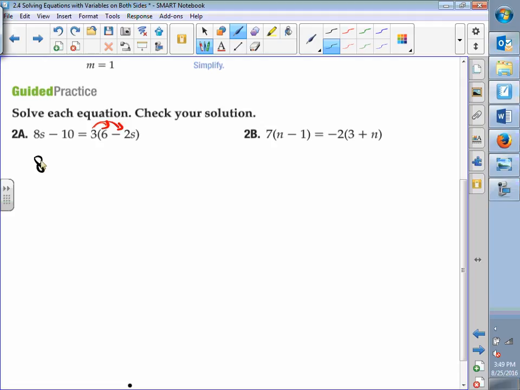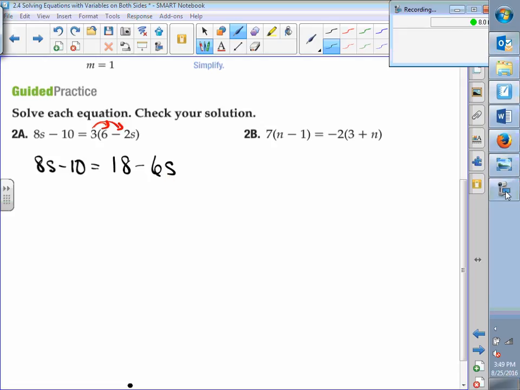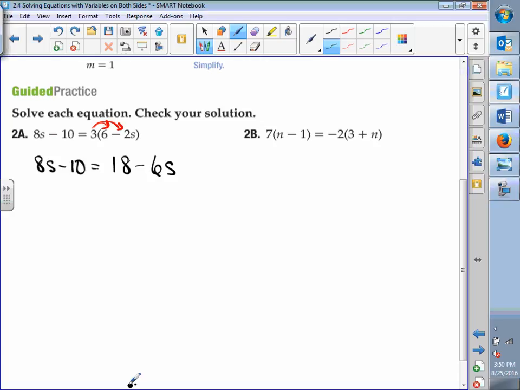we end up with 8s minus 10 is equal to 18 minus 6s, right? Now, I heard you say, let me pause this for a second. So now, we have an equation with variables on both sides, and we just need to isolate our variable using our inverse operations and our addition and subtraction properties of equality. So, what would you like to move first, the 8s or the 6s?